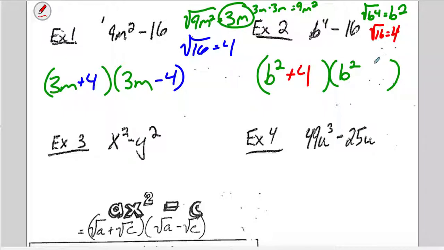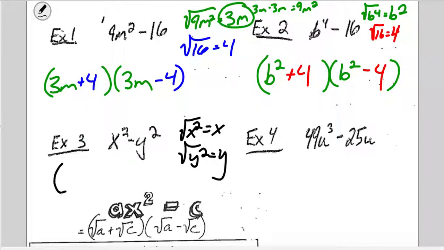If you want to be a rebel and throw the minus sign in first and the plus sign in second, that's 100% okay. Hey, this next one, we've got two terms. They're being subtracted, and I think I can square root each one of them. Square root of x squared is x. Square root of y squared is y. So we'll go x minus y times x plus y. Look at that, I made that rebel move where I switched the plus and the minus sign. It doesn't matter, still is right.